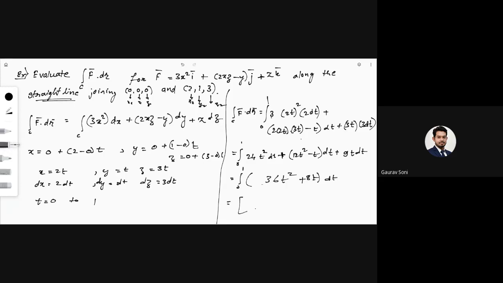Fine. So the integration formula used here, integral of x raised to n dx is equal to x raised to n plus 1 upon n plus 1. So what is the integration here? 36 t square का integration t cube by 3 plus 8. Integration of t will be t square by 2. Limits from 0 to 1. So the answer is 60.